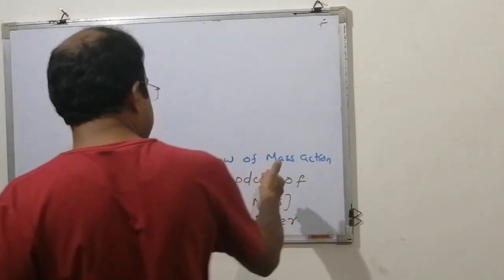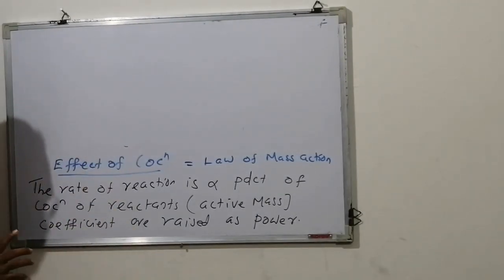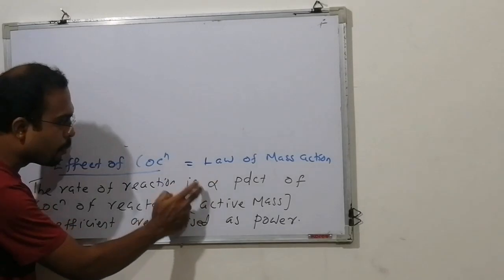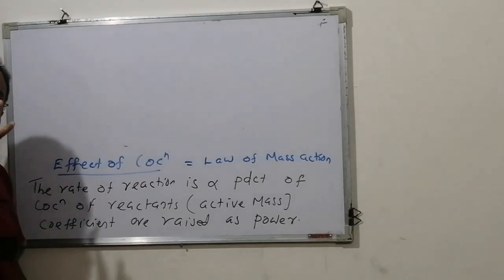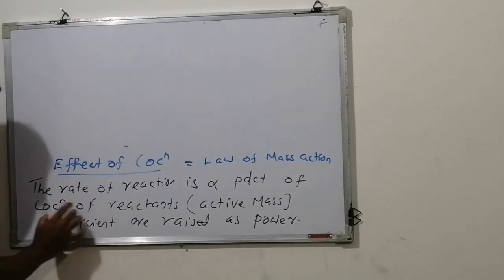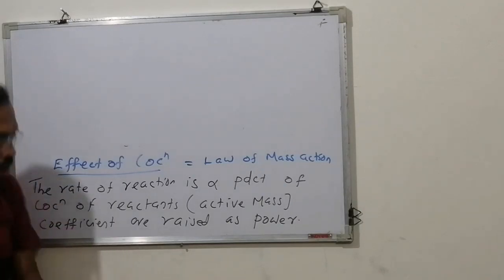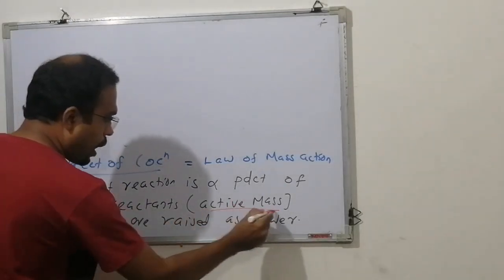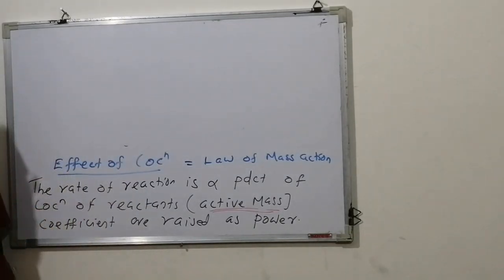The law of mass action says that the rate of reaction is directly proportional to the product of concentration of reactants. Listen, product of concentration of reactants. But concentration of reactants are called active masses. This is very important. Active masses. Active masses means the active concentration which take part in the reactions.